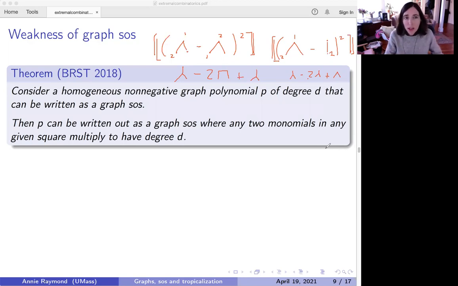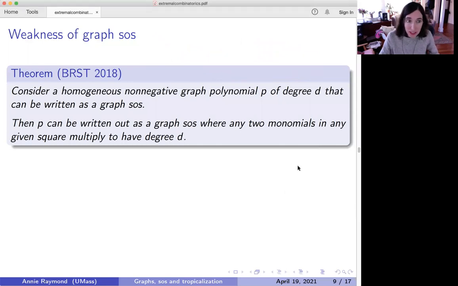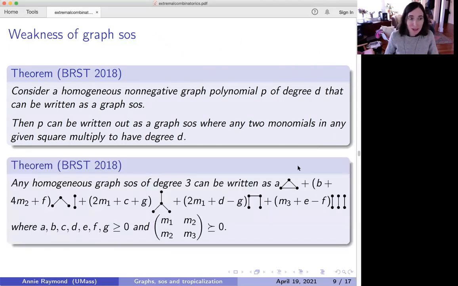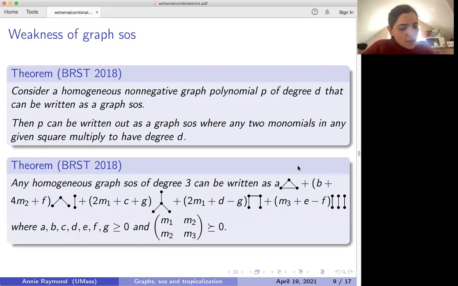And so for that, it's very easy to see that all that means is that your partially labeled graphs must be such that they have exactly the same fully labeled edges. And so once you know this, then it's pretty easy to write out all of the graph sums of squares of a particular degree.